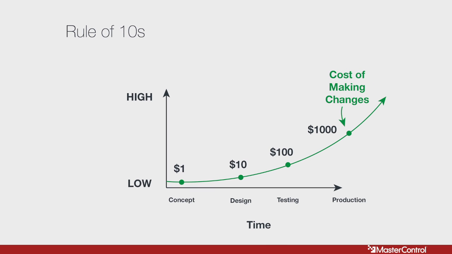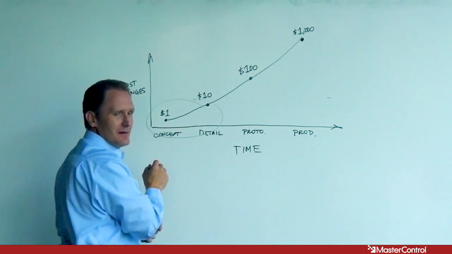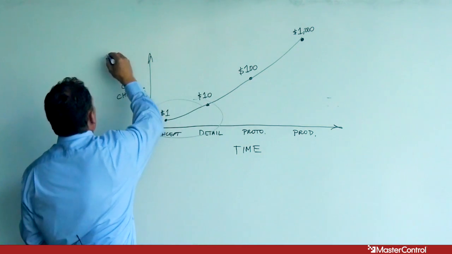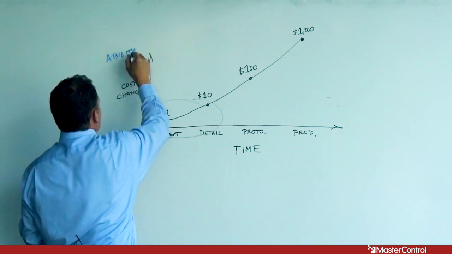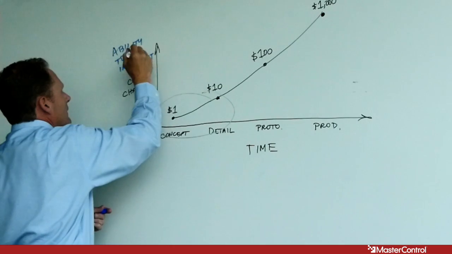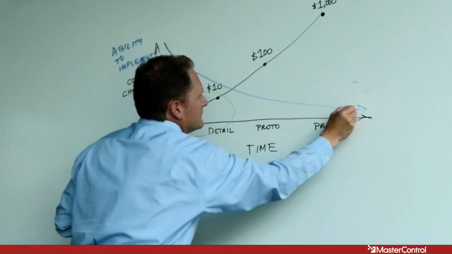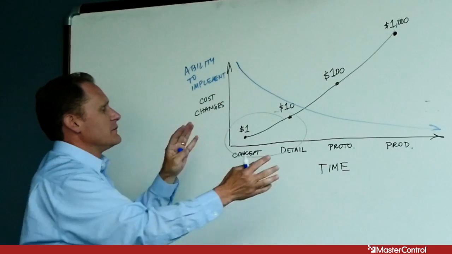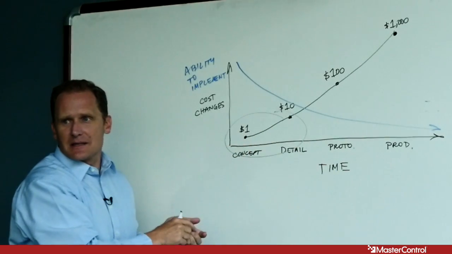So if you're trying to create a high quality medical device or a pharmaceutical product or anything, where would you want to make these changes? You'd obviously want to make them here, where it's inexpensive. At the same time, if we chart the ability to implement the changes, that diminishes over time. Sometimes, even if you want to make a change, you can't out here in production. It's just too late. Things have gone too far. But here in the concept stage, virtually anything is possible. So that's important as well. Move everything up here early on in the design stage.